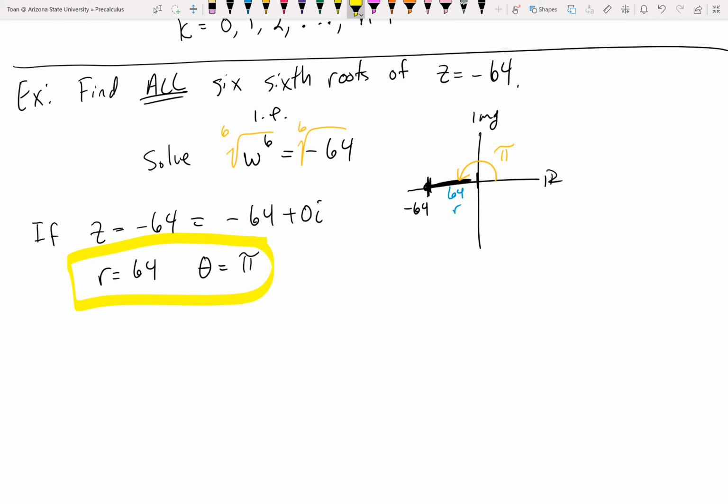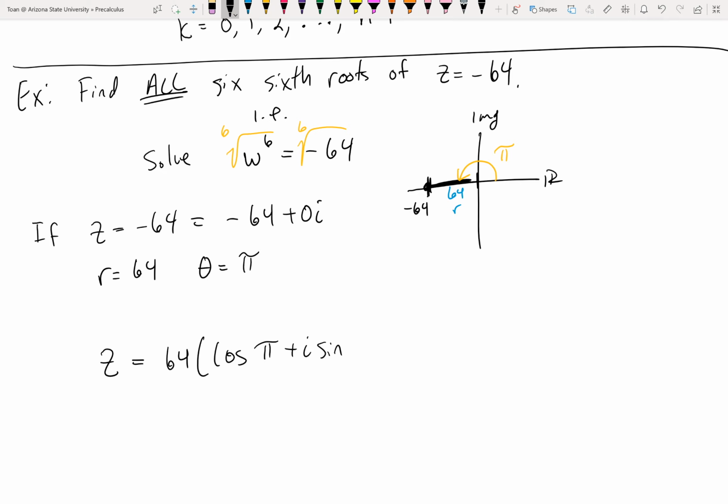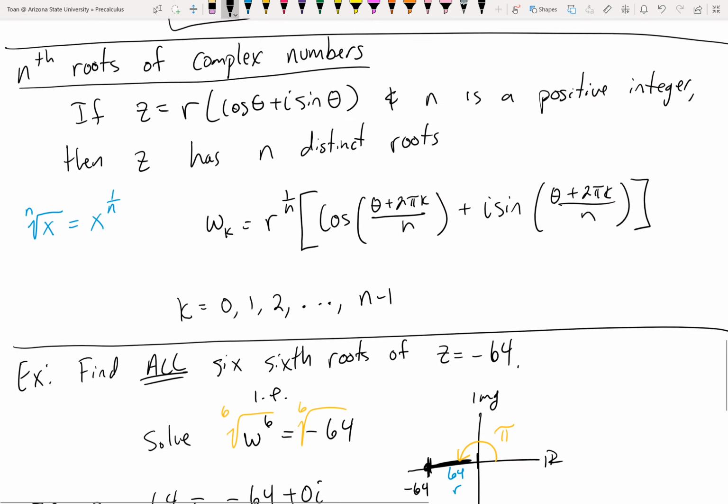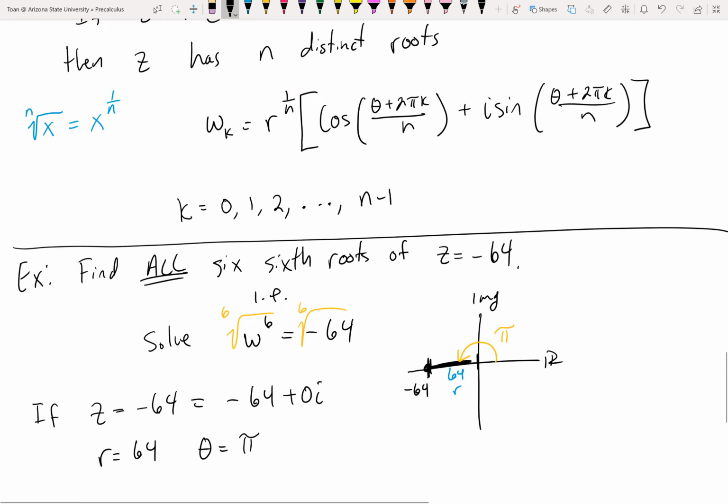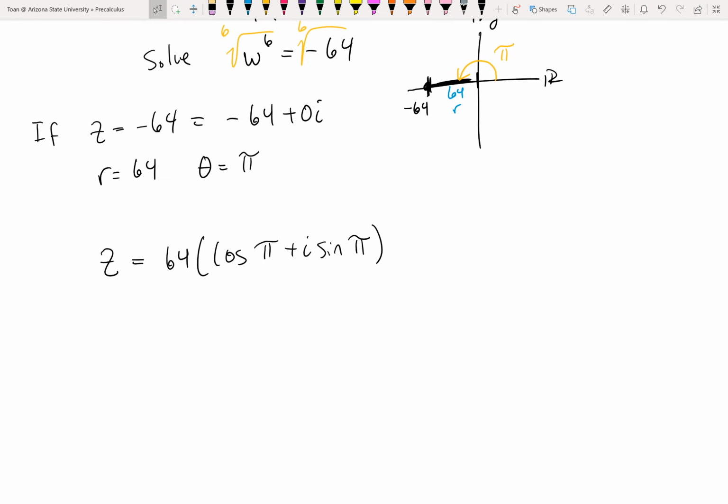I'm not a genius. I didn't figure this out immediately in my mind. I was just able to visualize it and write down the components. So all of this says z equals r, which is 64, times cosine of pi plus i sine pi. So I've converted my number into polar form. Let's apply the formula for the nth root of complex numbers. I should have six. What are the sixth roots of z?